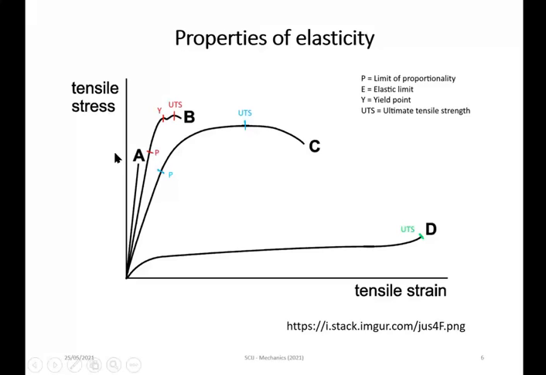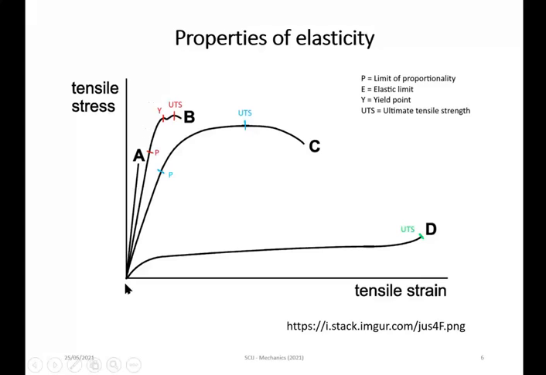There are four materials labeled A, B, C, D, drawn on a force extension graph. The materials are behaving differently with different force applied to them. So let's try to describe how the materials are behaving, and we will answer some questions on these materials later on.